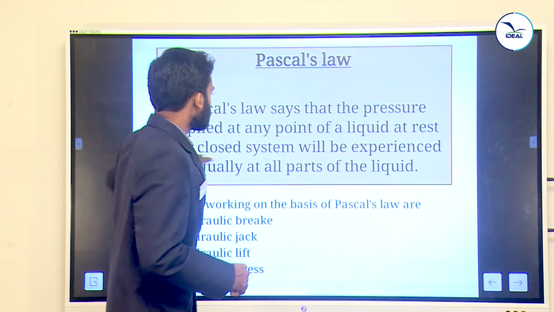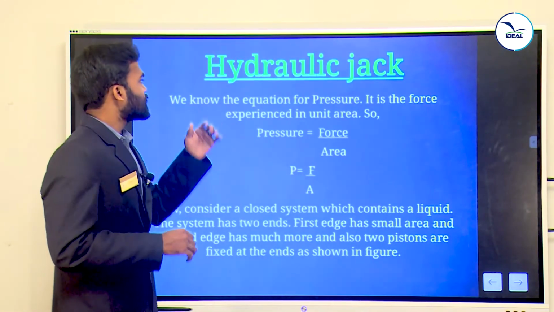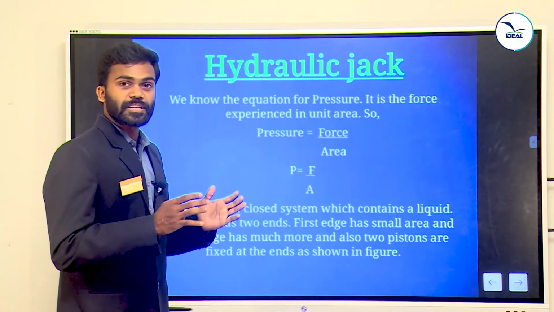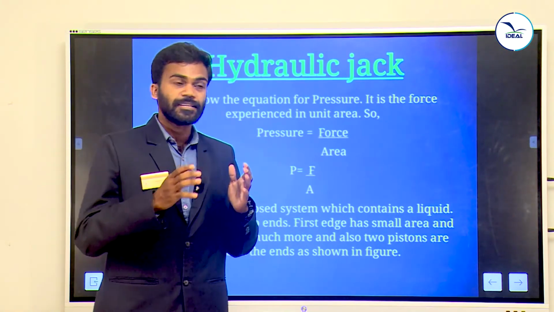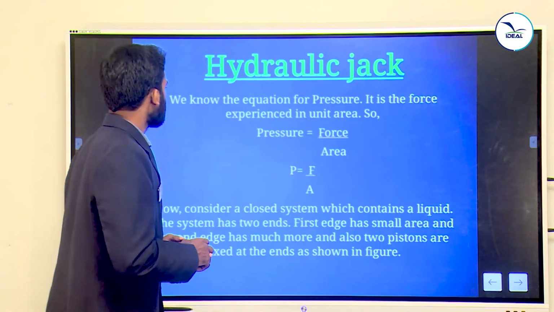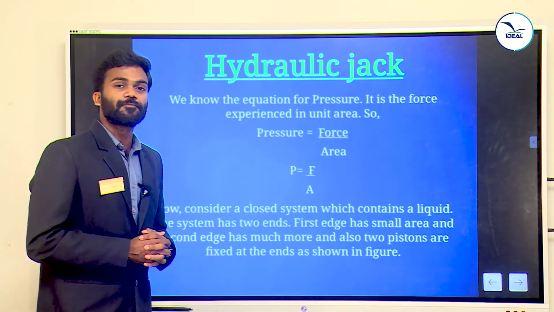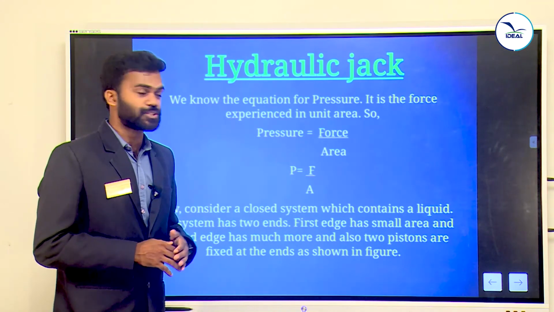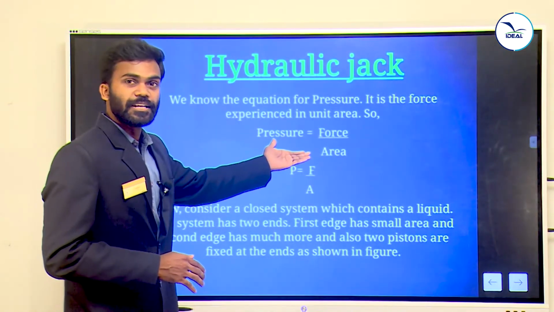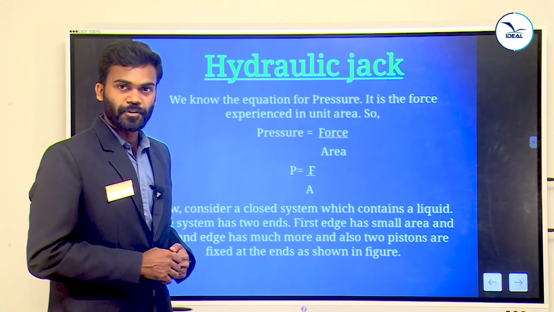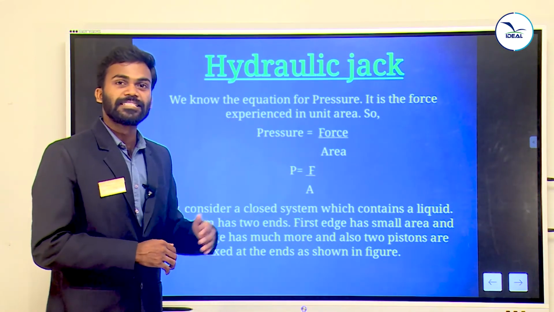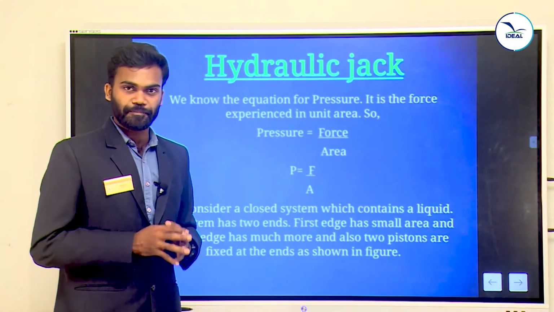Let's see what a hydraulic jack is, how it works, and the theory behind the hydraulic jack. We know the equation for pressure: pressure is equal to force divided by area. We can write it as P = F/A.